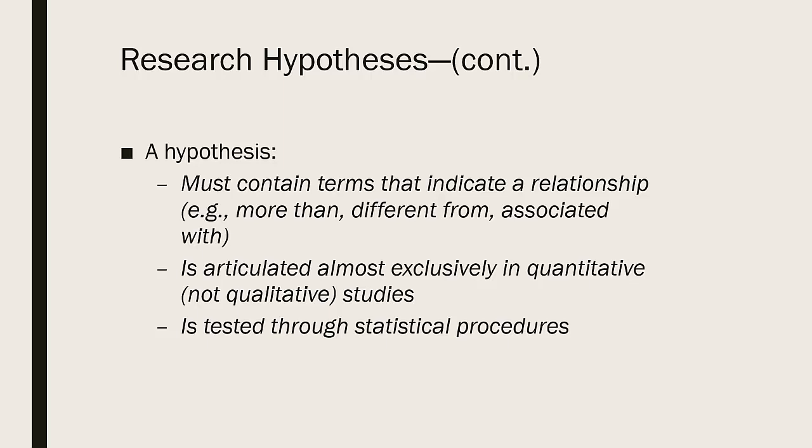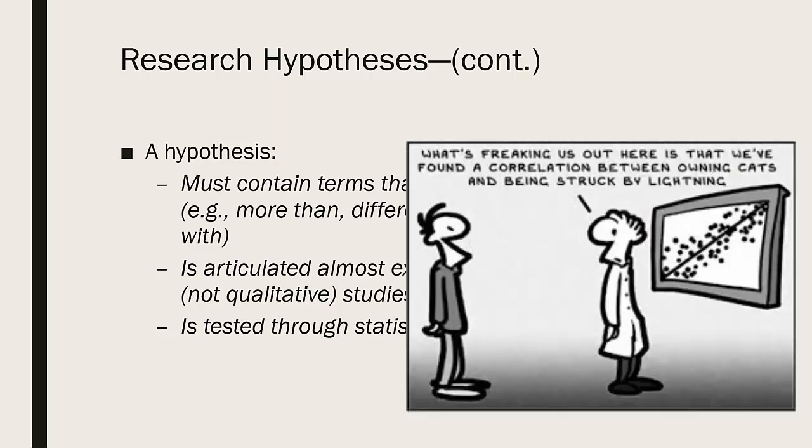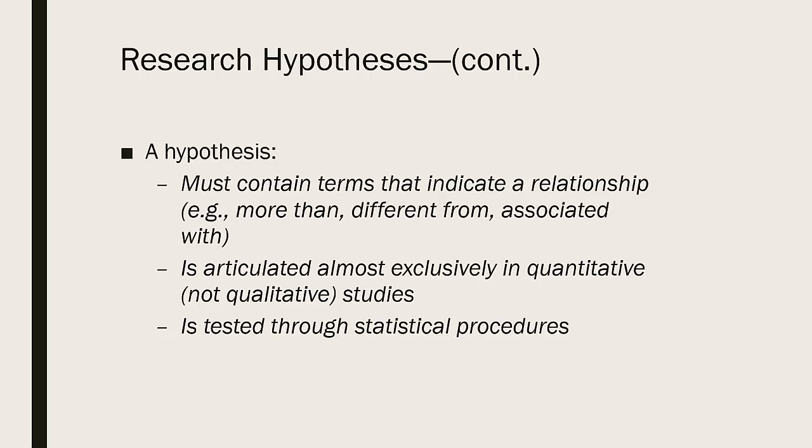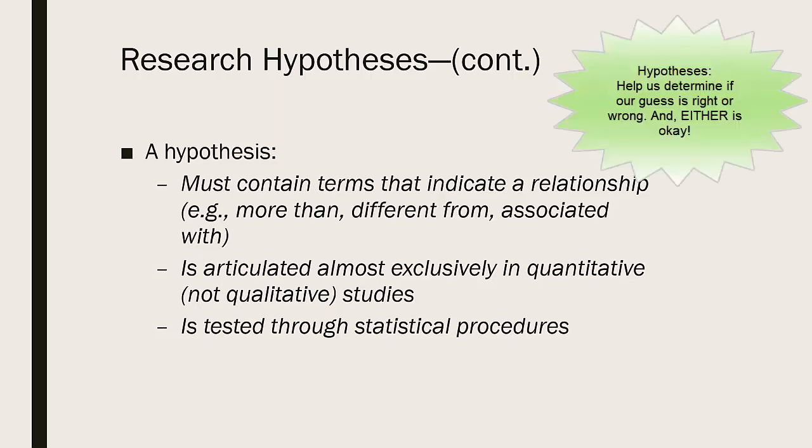Now, remember, a hypothesis does not have to be correct. Again, it's just a prediction. It does not have to be correct. We have different types of hypotheses that we'll learn about in the next couple slides. So while the hypothesis predicts what the researchers expect to see, the goal of the research is to determine whether this guess is right or wrong.